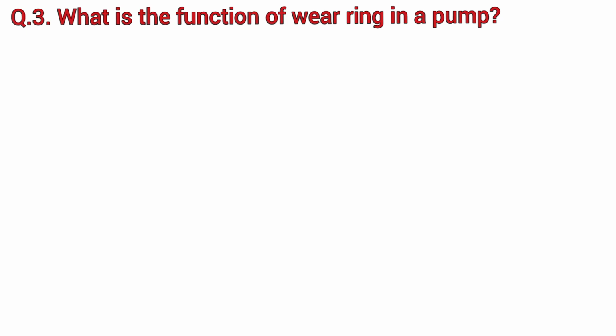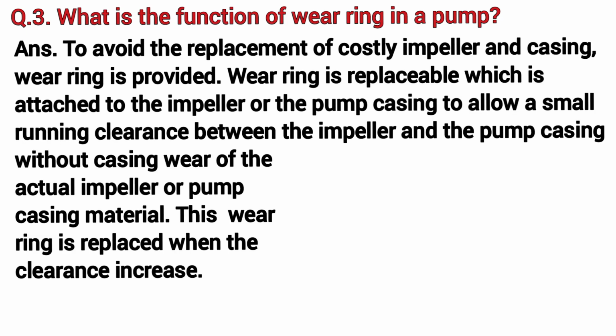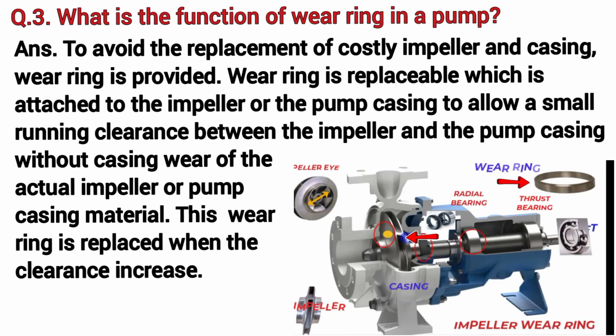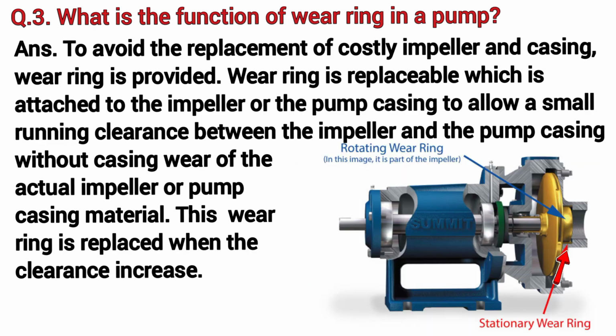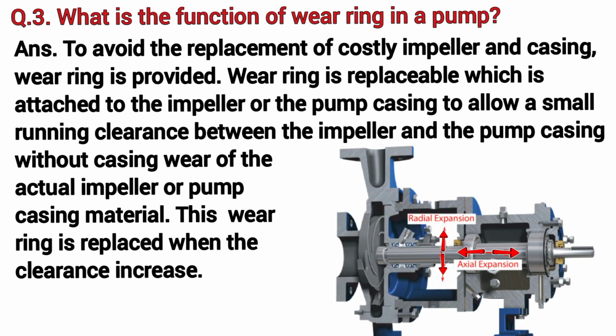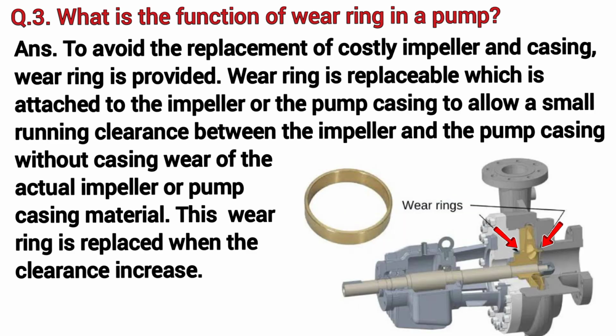What is the function of a wear ring in a pump? To avoid the replacement of the costly impeller and casing, a wear ring is provided. The wear ring is replaceable and is attached to the impeller or the pump casing to allow a small running clearance between the impeller and the pump casing without causing wear of the actual impeller or pump casing material. This wear ring is replaced when the clearance increases.